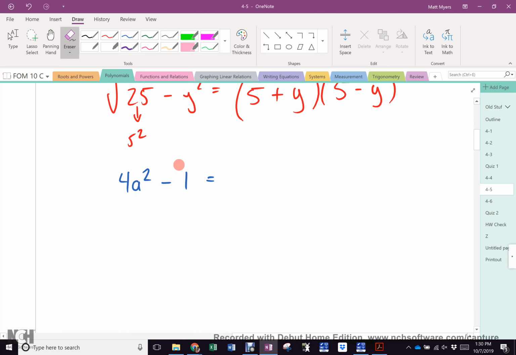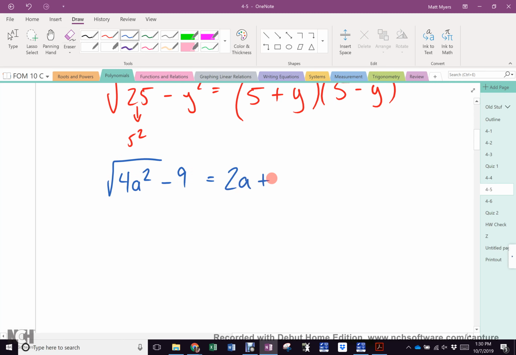Yeah, you're right. I shouldn't have done that because you can GCF it. Let's make it 9. Would that work? Yes. Why? Because 4 is a perfect square. A squared is a perfect square, and 9 is a perfect square. So can I take the square root of that? What is it?